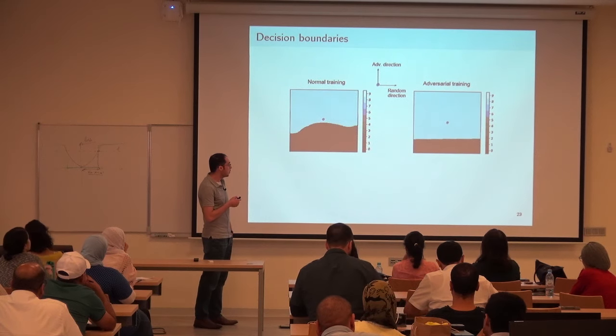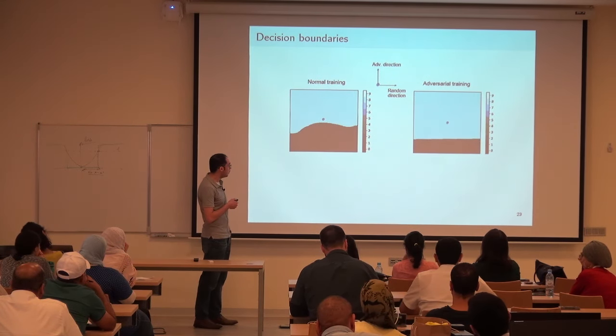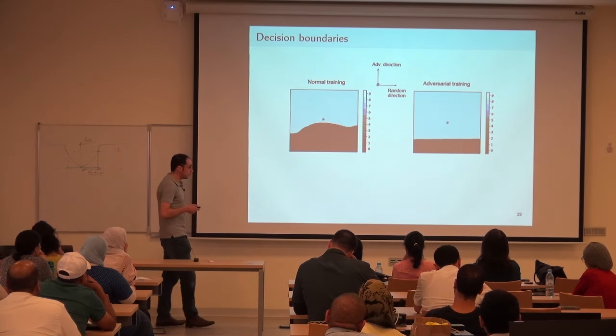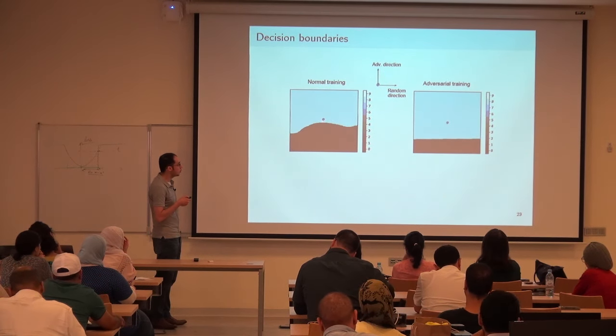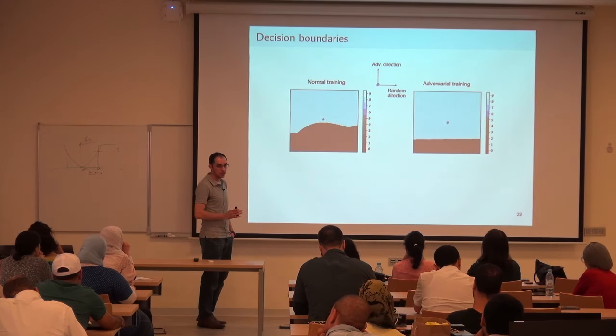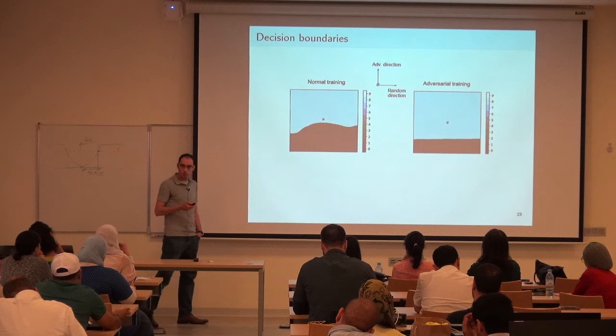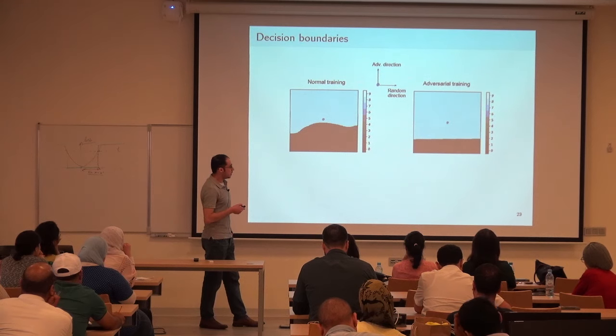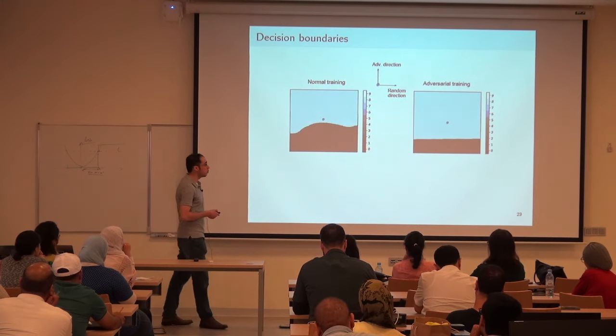This point here in the middle is the data point, and this is the decision boundary. This is class 1, this is class 2, for example. This is before adversarial training, and this is after. The first thing we see is that the distance from this point to the decision boundary has increased after adversarial training, which we are happy with because that's our final goal: to improve robustness to adversarial perturbation. But the other thing we see is that the decision boundary is much flatter. In other words, the curvature is much smaller in the adversarially trained network compared to the normally trained network.